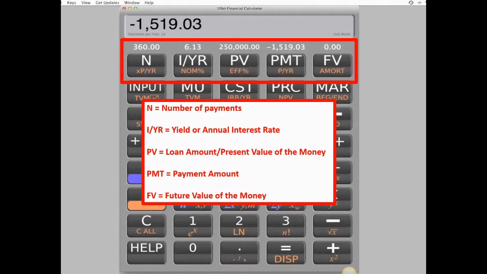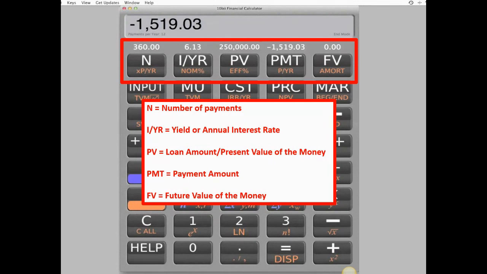The interest rate per year, the IY, that is the annual yield or interest rate. And that is the interest rate that you are going to be using in your equation. Sometimes it's the interest rate that the particular mortgage note has. Sometimes it's the yield that you want to earn. And I'll show you an example of each today in this session.